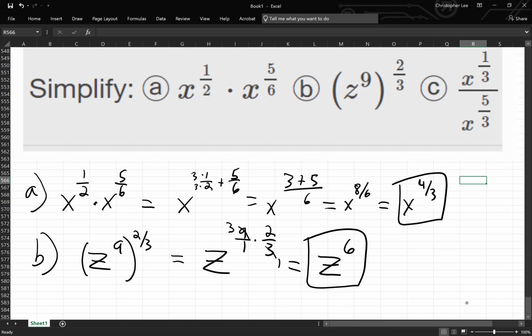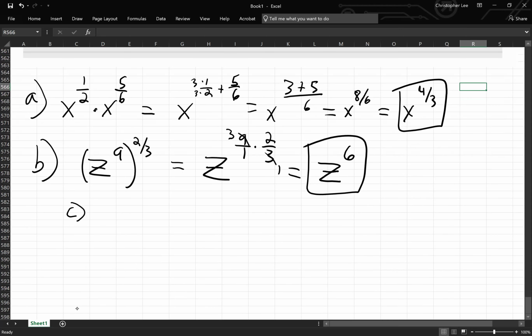Okay. C is a little bit harder. We have x to the 1/3 divided by x to the 5/3.